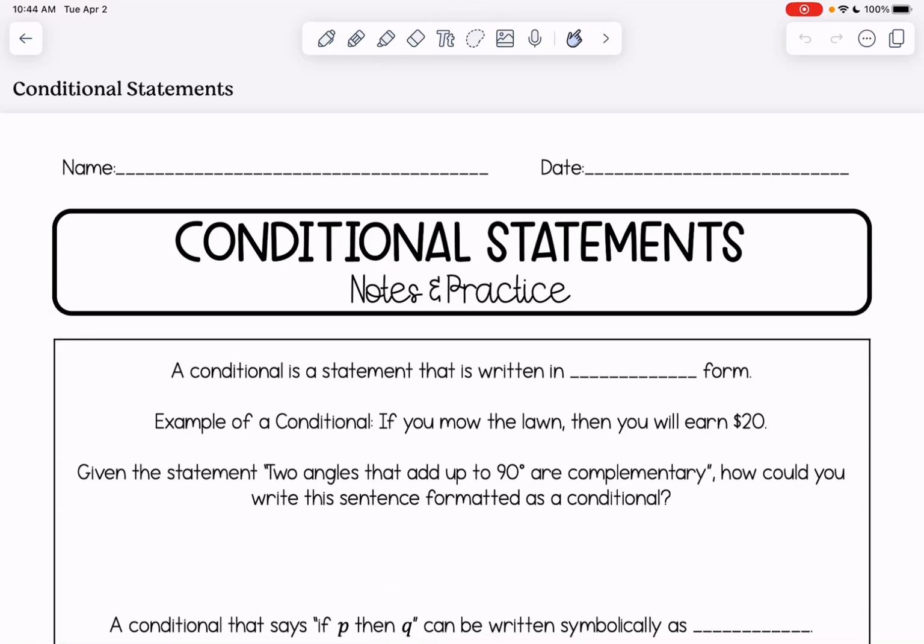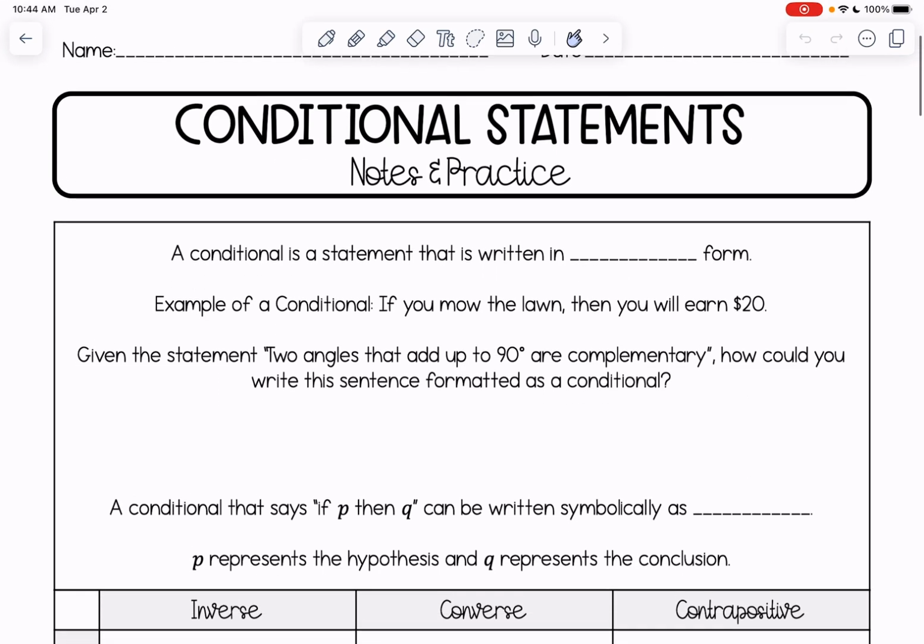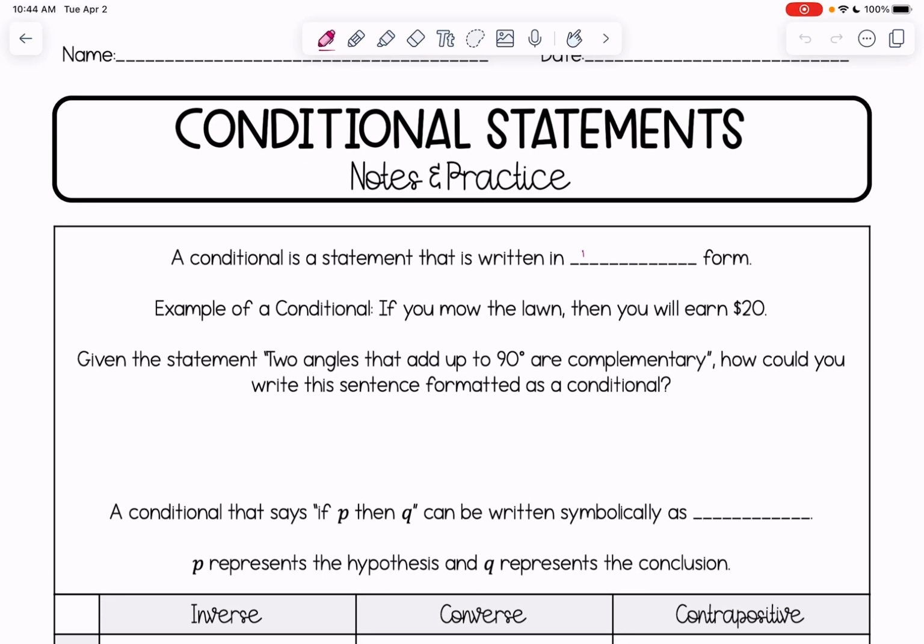In this video, we are going to be learning about conditional statements. A conditional is a statement that is written in if-then format. So let's take a look at an example. It says, if you mow the lawn, then you will earn $20. So we see the word if, we see the word then. That would indicate that a statement can be considered a conditional.